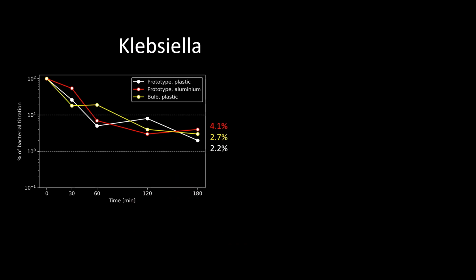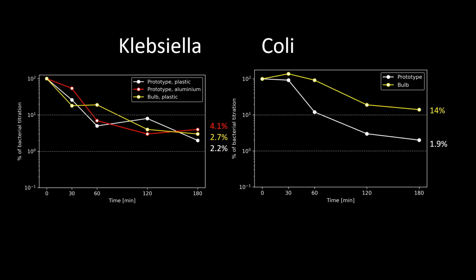Here you see for the first time the results after using the light bulb instead of the prototype. It seems to work quite well when looking at the percentage. I also show you the results for the second bacterium. Looking at the 14% titration for the coli bacteria, we got slightly different results for the light bulb, because it's less efficient than the prototype. But so far, we can only speculate why. In order to confirm the results, more repetitions are needed.